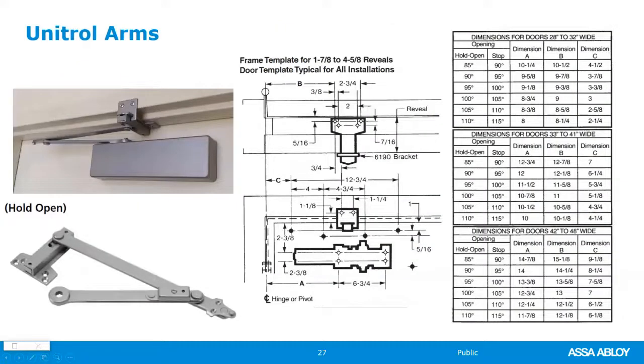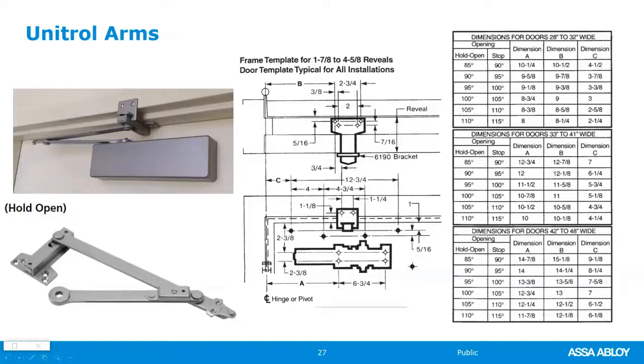Some door closers have very detailed dimensions that can hurt your eyes if you don't know which ones you're supposed to look at. Again, we have an A dimension, we have a B dimension, and in this case, we could have a C dimension if we have a track. Just things that you've got to think about.